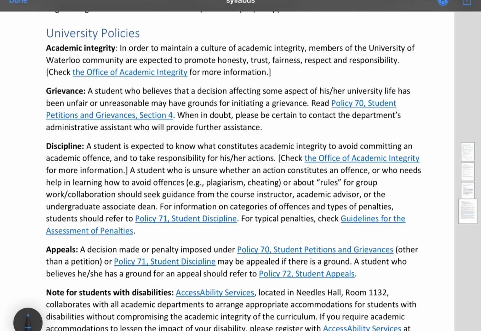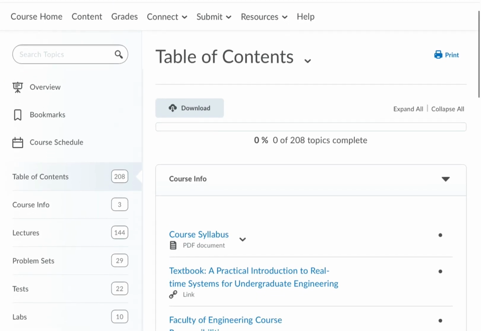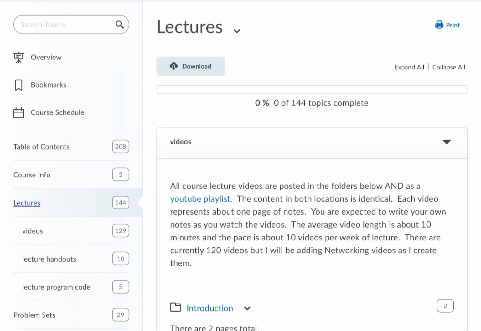So let's go back to the course site. Let's go to the table of contents, and on the left you can see we're in the course info section. There's the syllabus I just went over. There's a link to the free textbook and a link to the Faculty of Engineering course responsibilities. Under lectures, I've got my videos posted, and the handouts that are used in some of the lectures. I'll reference them and show you when you need to get them, and some program code that I used, if you want to download it and test it on the IDE for whatever reason. You don't need to.